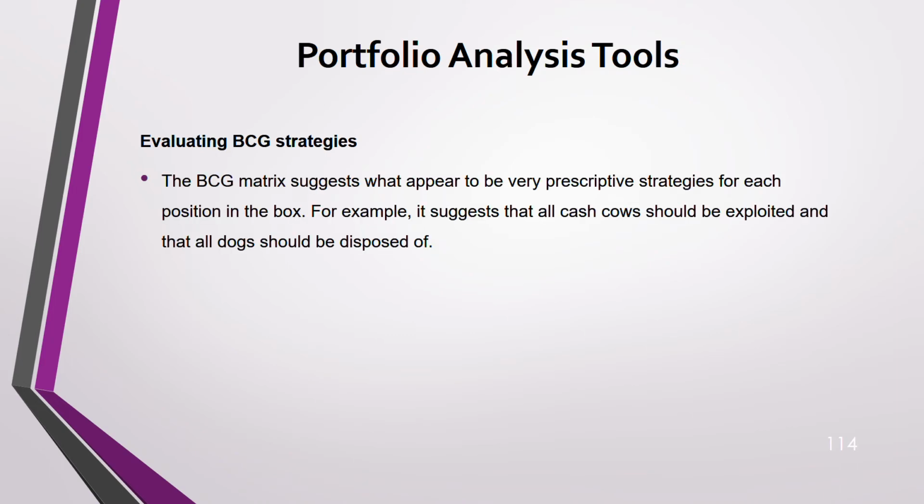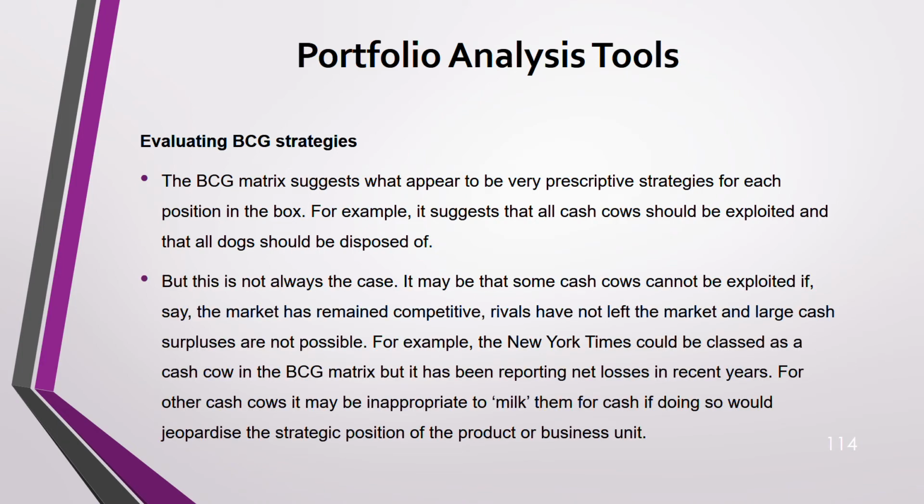Whatever strategies they suggest are just prescriptive. They say, do this if it is in this position, harvest or delete. So it suggests that all cash cows should be exploited. Everywhere they say if you have a cash cow, exploit it, and if you have dogs, dispose of them. But remember, this is not always the case. Why? Because some cash cows you cannot exploit.